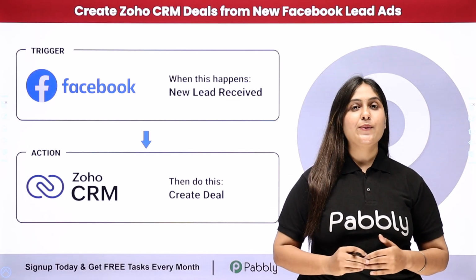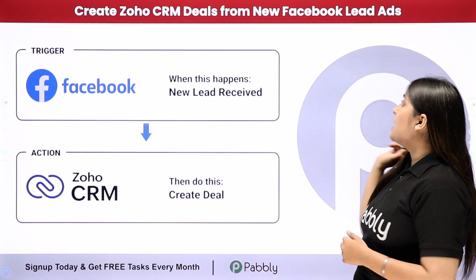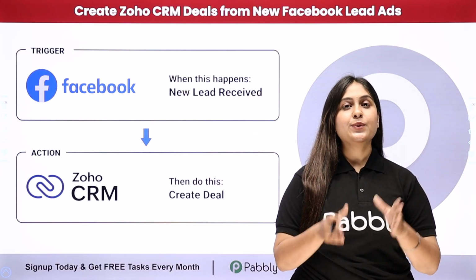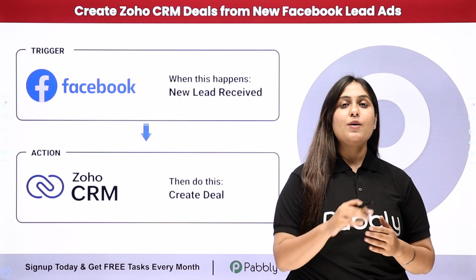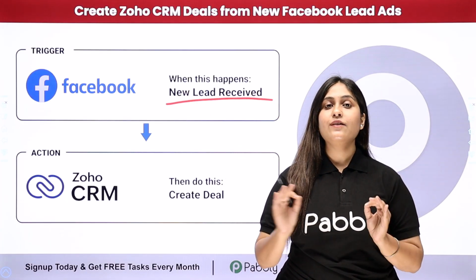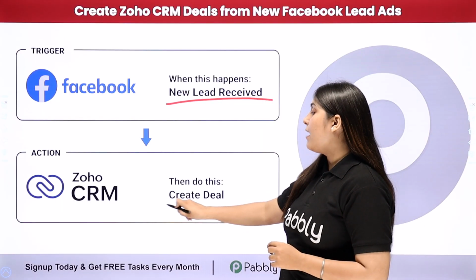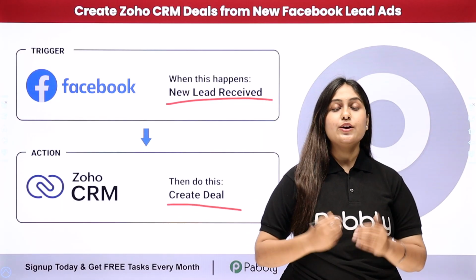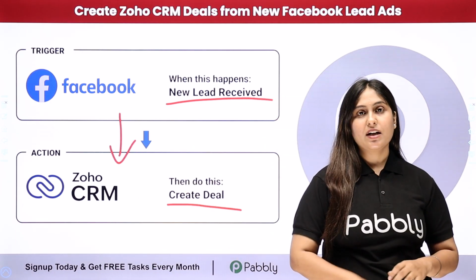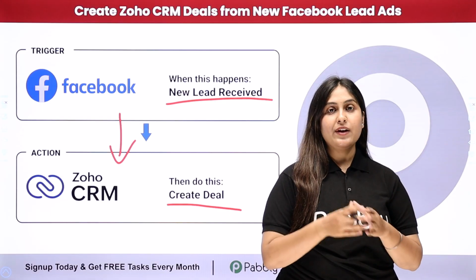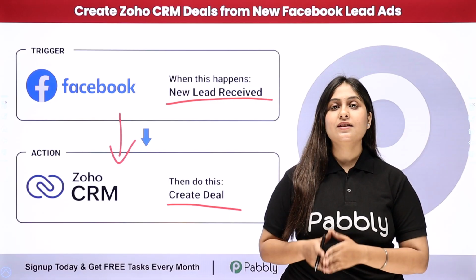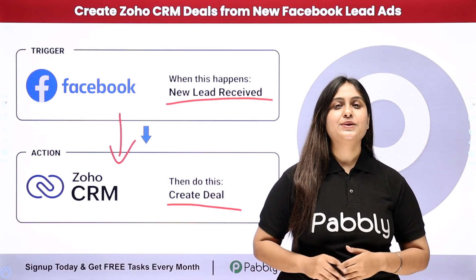In this video, we are going to understand how to create Zoho CRM deals from new Facebook lead ads leads. So I'm running Facebook lead ads to generate new leads for my business, and here my objective is whenever I receive a new lead, then automatically and instantly a deal for the same should be created in my Zoho CRM account. So now here to automate the entire process, I will connect my Facebook lead ad with my Zoho CRM account using an automation software named Pabbly Connect. So now here to see the working of this automation and to learn this process step by step, let me take you to my screen.